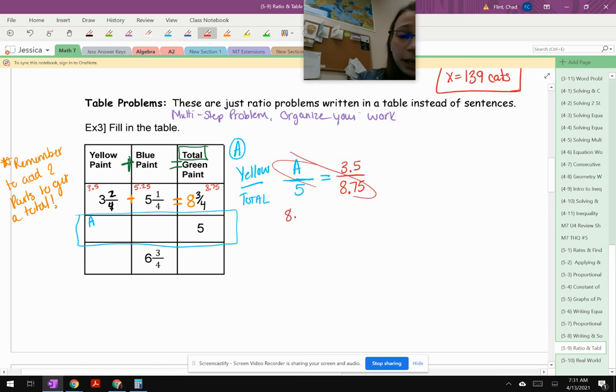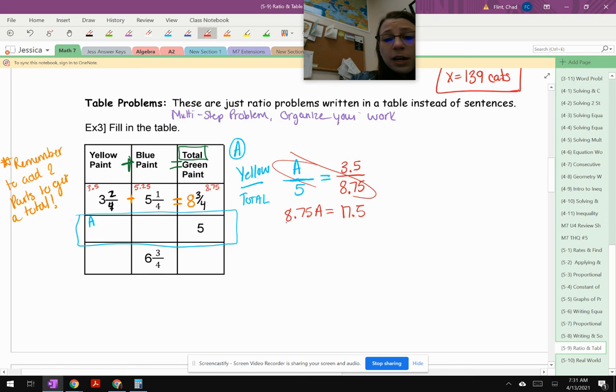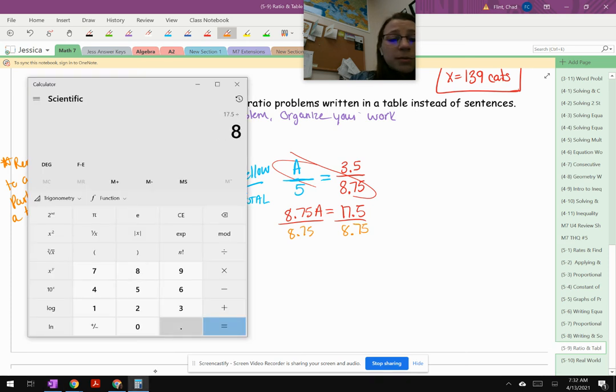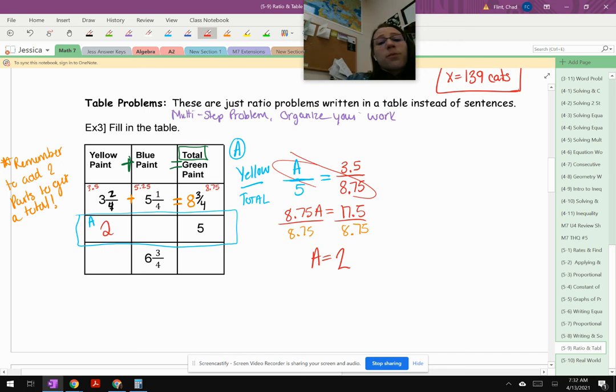Okay, so now I can do my cross multiplication and make an equation. 8.75a is equal to 3.5 times 5. 3.5 times 5 is 17.5. Get rid of the multiplication by dividing both sides by 8.75. 17.5 divided by 8.75 is equal to 2. So A is equal to 2. So in for A, I can put 2. This makes it pretty easy to get this next one because 2 plus what has to equal the total of 5. 2 plus 3 equals that total of 5.